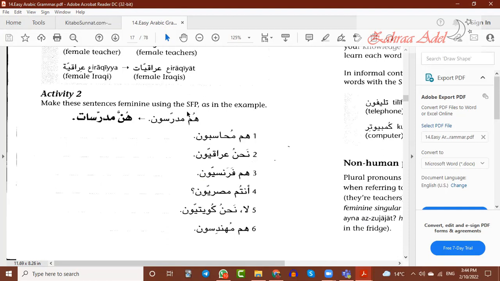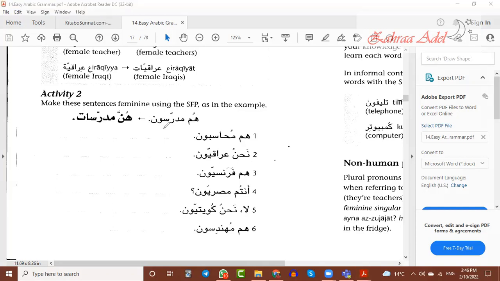One of the most important things, this exercise: how to make sentences feminine using the sound feminine plural. They are here masculine, and you will convert them to be feminine. So in this exercise, we have masculine sentences, and we need to convert those sentences to be feminine. We will change the pronouns. We will change the sound masculine plural, جمع المذكر السالم, to be feminine sound plural, جمع المؤنث السالم.